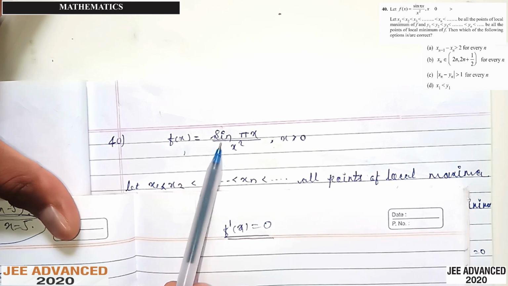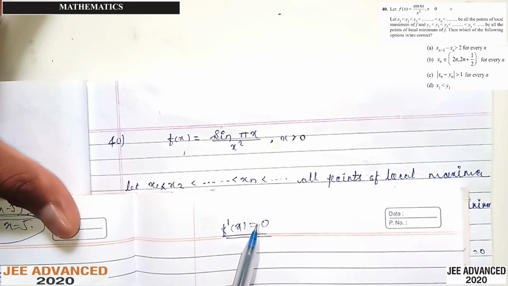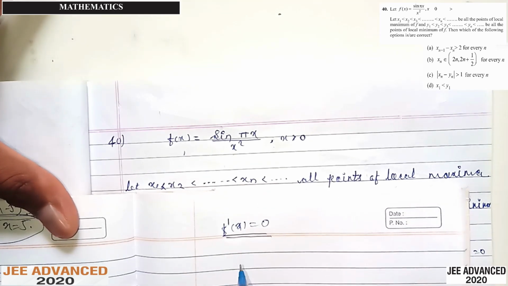So as we have f(x) = sin(πx)/x², now we want f'(x). Why do we want it? Because for local maxima and minima, we have to deal with this condition. So f(x) is sin(πx)/x², let's find f'(x).